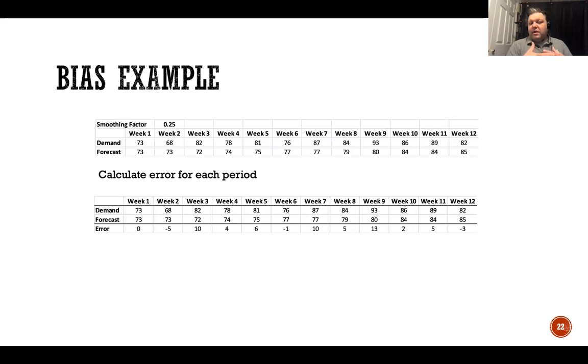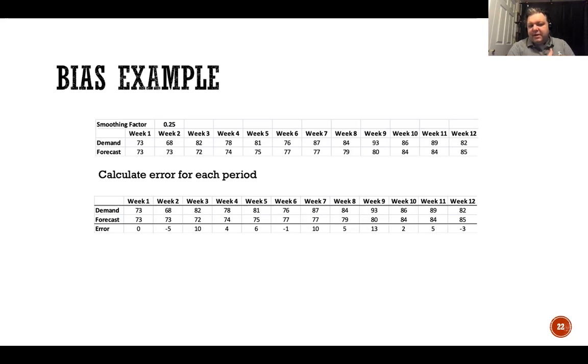For week 4, I under forecasted 4 washing machines. For week 5, I under forecasted 6 washing machines. For week 6, I over forecasted 1 washing machine, which was not so bad. But then week 7, I messed up again. Now I'm at 10 under, right? Notice the weird thing about this. When we subtract the demand from the forecast, a negative number means that we over forecasted, and a positive number means we under forecasted. Now that's counterintuitive, but that's just the way the equation works.